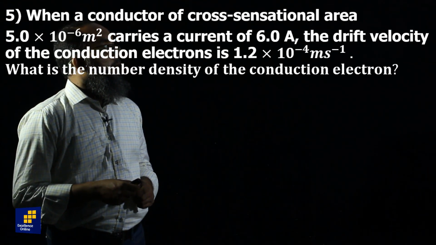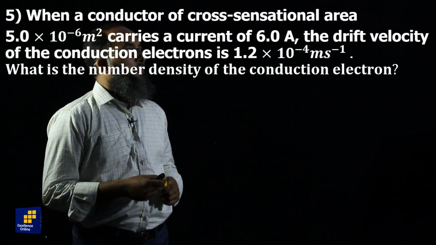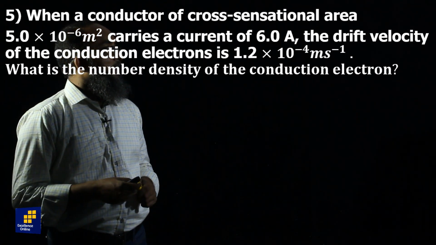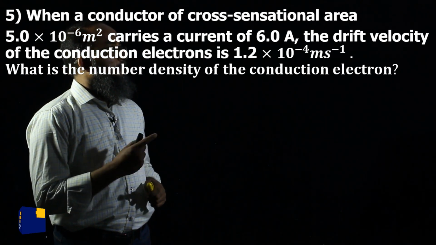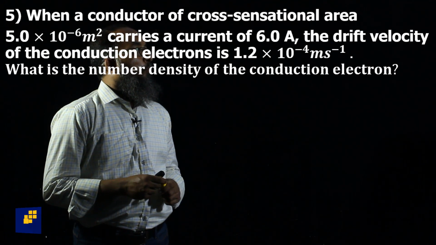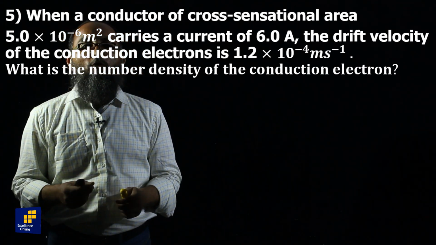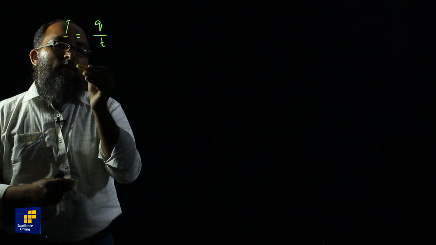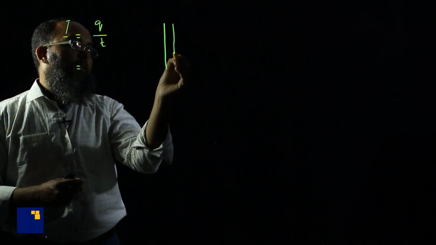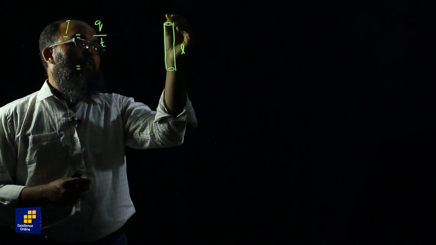When a conductor of cross-sectional area 5.0 × 10^-6 meters square carries a current of 6 ampere, the drift velocity of the electron is this. What is the number density? Number density means the number of electrons per unit volume in the conductor. Students, we know that current in a conductor is given by charge divided by time. Suppose that we have a wire. The length of the wire is L and the cross-sectional area is A.